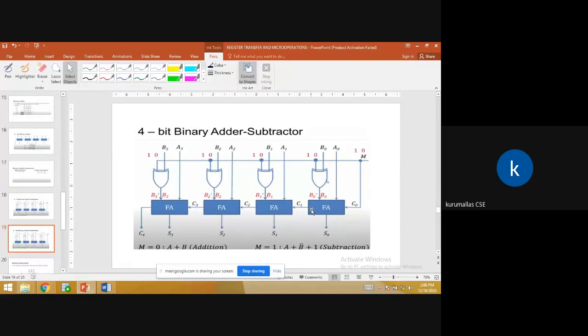How do we represent the binary subtractor? If M equals 1, we compute A plus B bar plus 1, where B bar means the 1's complement. If you add 1, this is the 2's complement. So the 2's complement is added to the first number, and these two are summed and stored in some other register. That is about the subtractor.